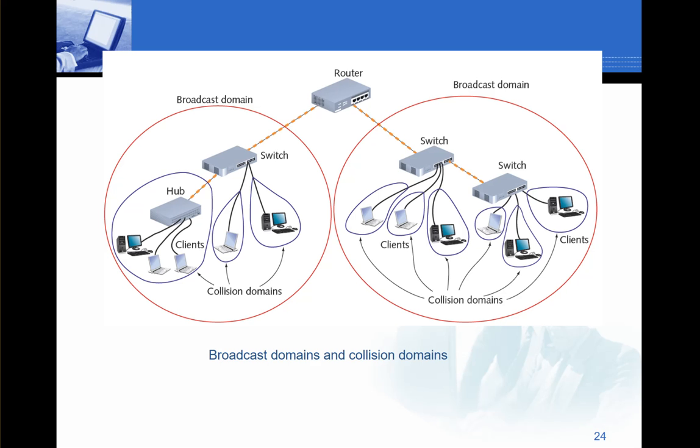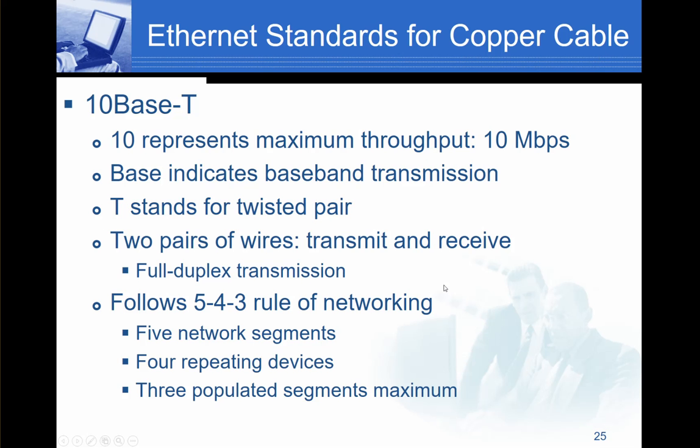A collision is totally different than a broadcast. A collision domain is only where a collision can occur. The broadcast domain is the entire network, because when you're sending a broadcast, it's going everywhere. So you can see the broadcast domain is everything over here and everything over here, but the collision domains are strictly between the workstation and the switches.